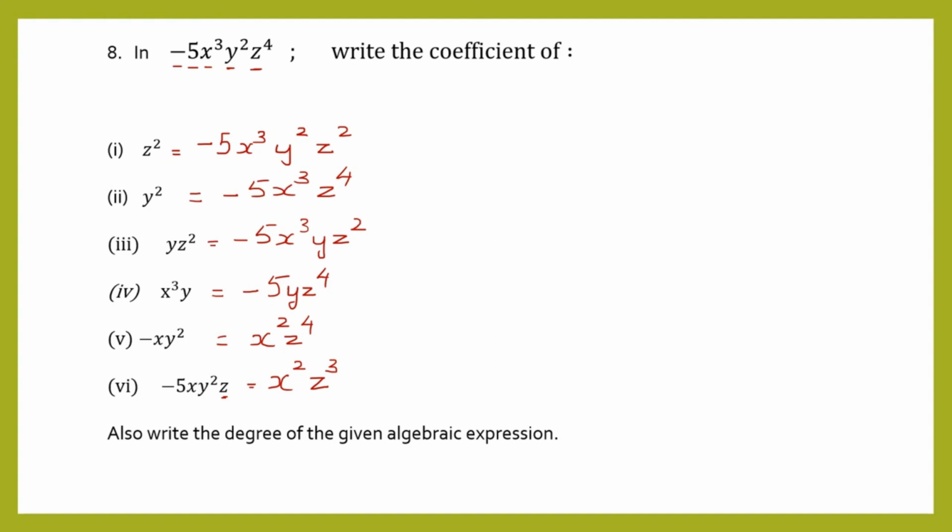Okay, so I hope all of you understood that. You would do it carefully. Now there's one more part to this question. Also write the degree of the given algebraic expression. So let's count the powers. So I have 3 plus 2 is 5, 5 plus 4 is 9. So the degree of the given expression is 9.